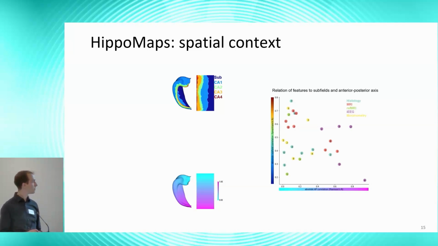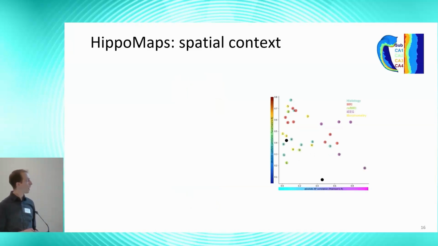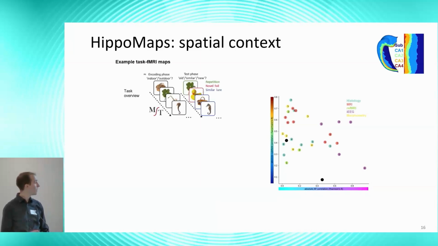axis of the hippocampus. So I think this is really useful because we can then use it to take new information and contextualize it with respect to subfields, the anterior-posterior axis, and also potentially with all of the other maps that we've collected in this repository. So I'm just going to show a quick example of what I mean by that.